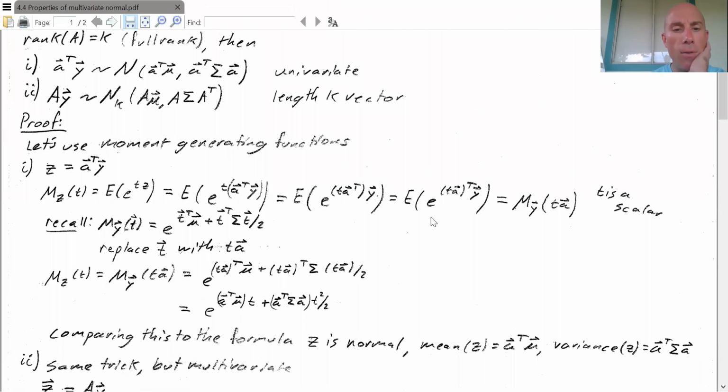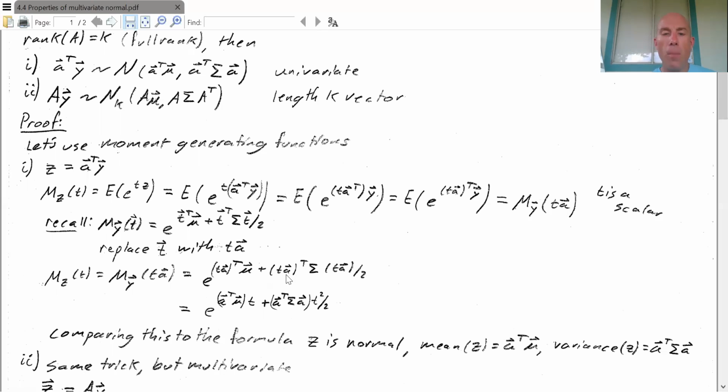I realize that I can rewrite this as A transpose mu using the same associative properties, the same properties we've used for matrix multiplication. And I can rewrite this as A transpose sigma A. I'm just going through here and rewriting this. Okay, so now I go, hey, that looks really familiar.